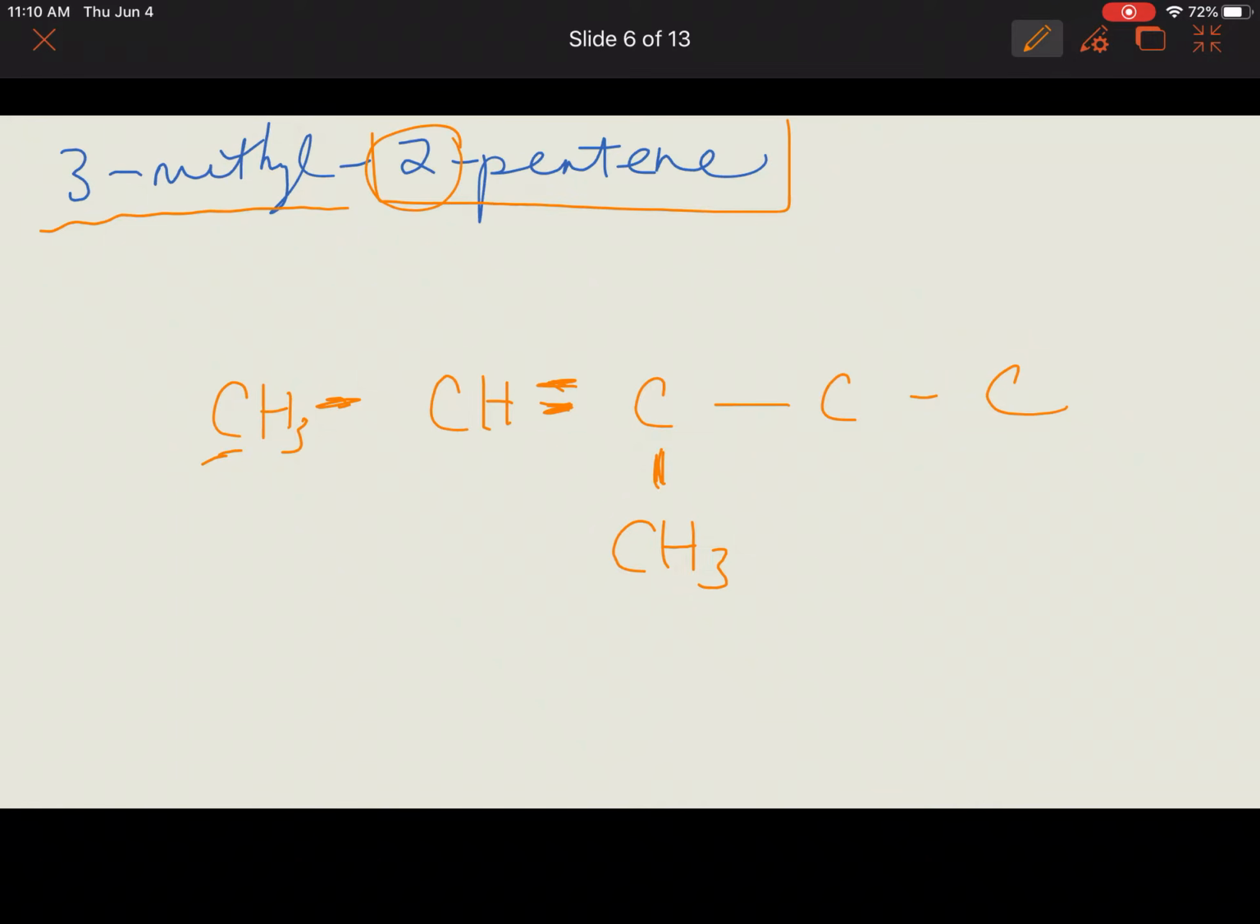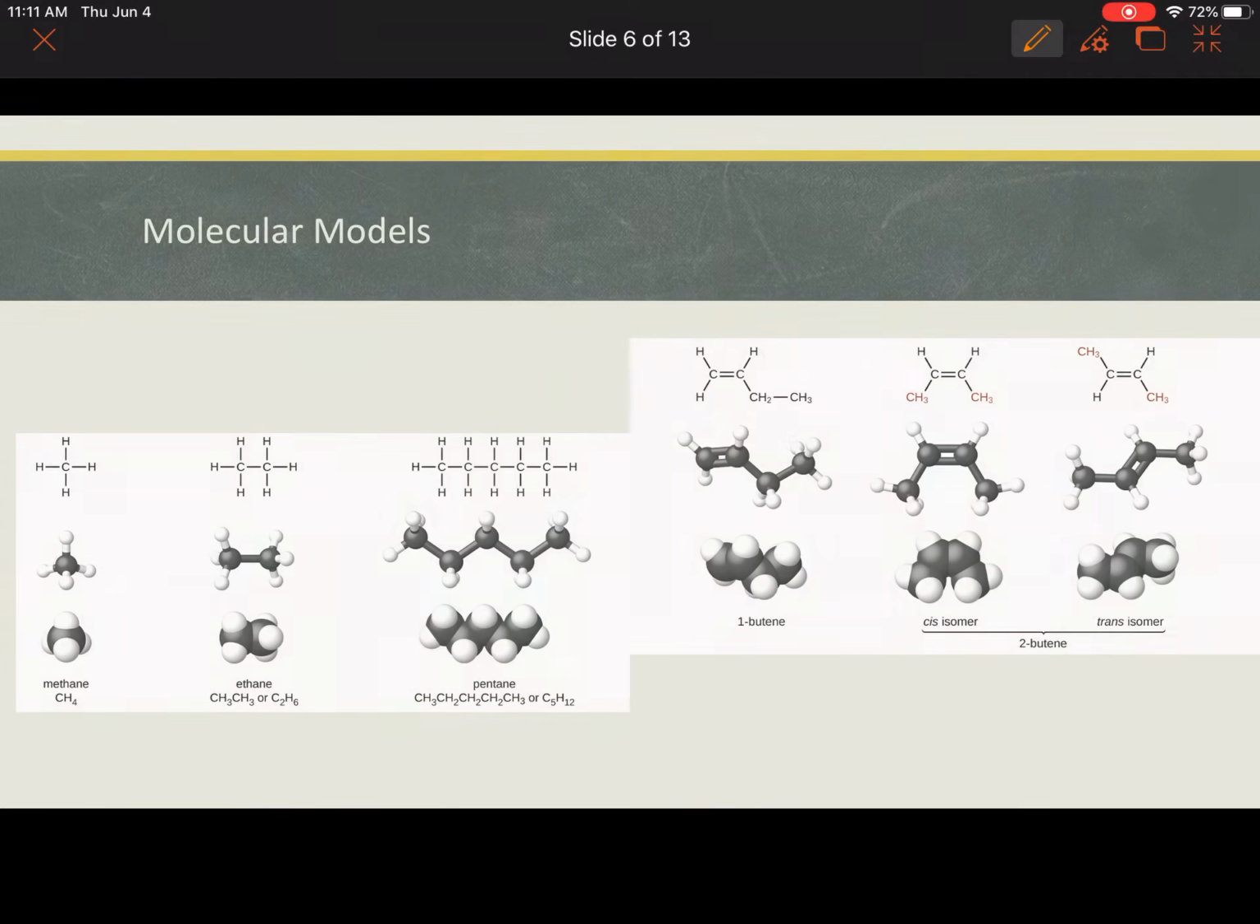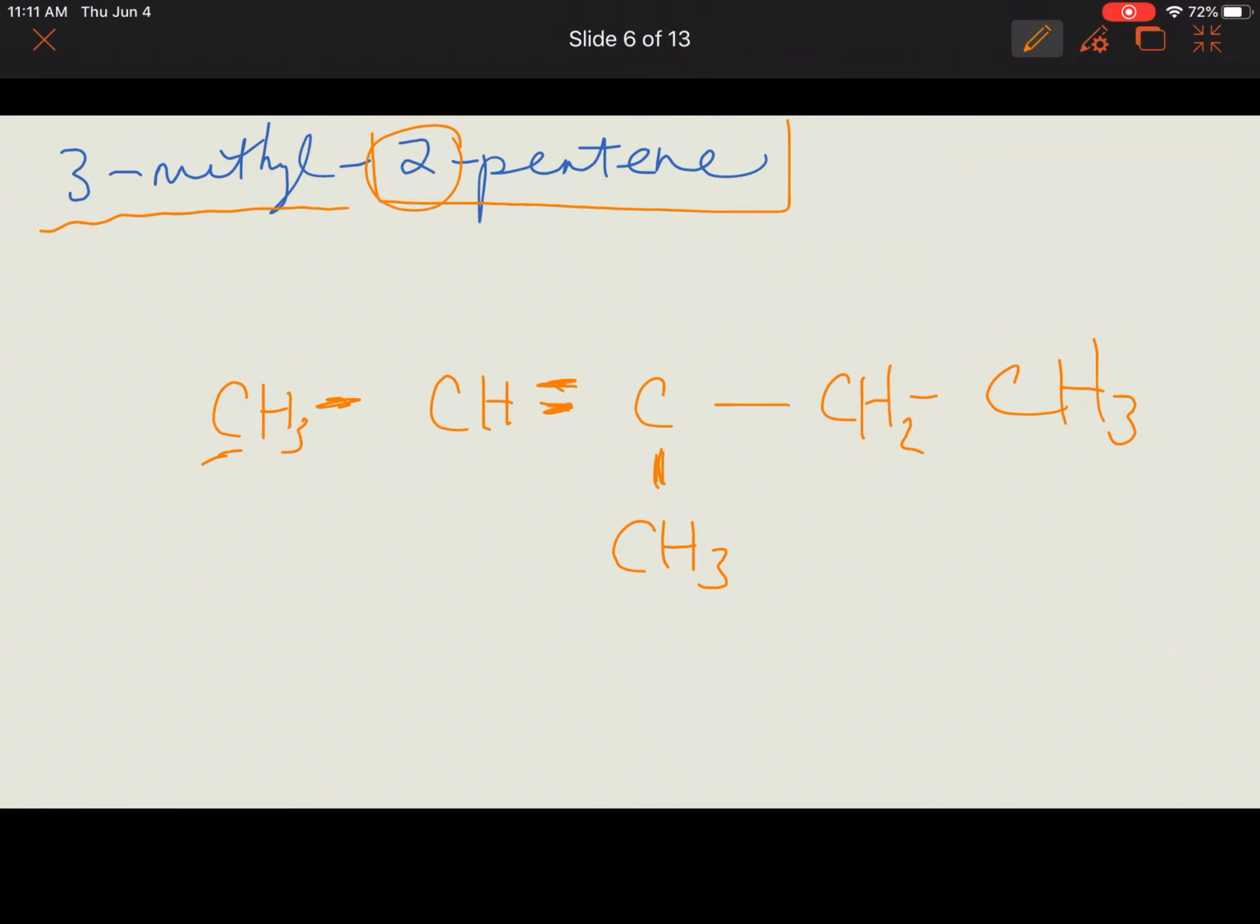We need to look at how many hydrogens we have. So this one has no room for any hydrogen. So no hydrogens there. It's already made 4 bonds. This carbon here, the 4th one, has 2, and our last carbon has 3 to fill it out there. Now, so you just always have to count the hydrogens.